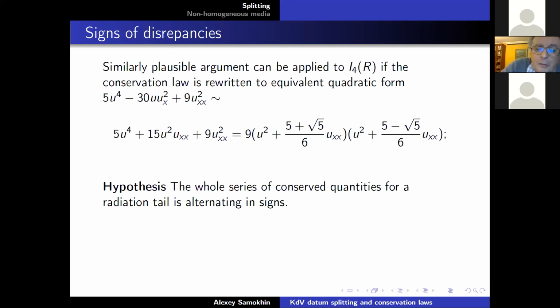And it can be applied to the fourth conservation law after it is reduced to equivalent form. I'd rather not speak at any length about this because I have no strict proofs. But in all probability, this is true.